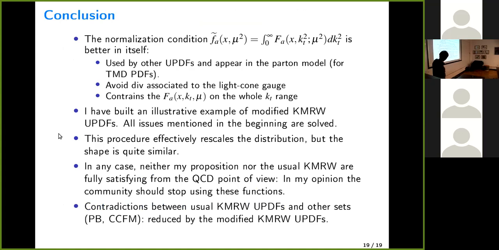And so in my opinion, this normalization condition is better in itself. First, it is used by other unintegrated PDFs. Second, it is what you have in the parton model for the transverse momentum dependent PDF. Third, it avoids divergences associated with the light-cone gauge. And finally, it constrains these functions on the full transverse momentum range.